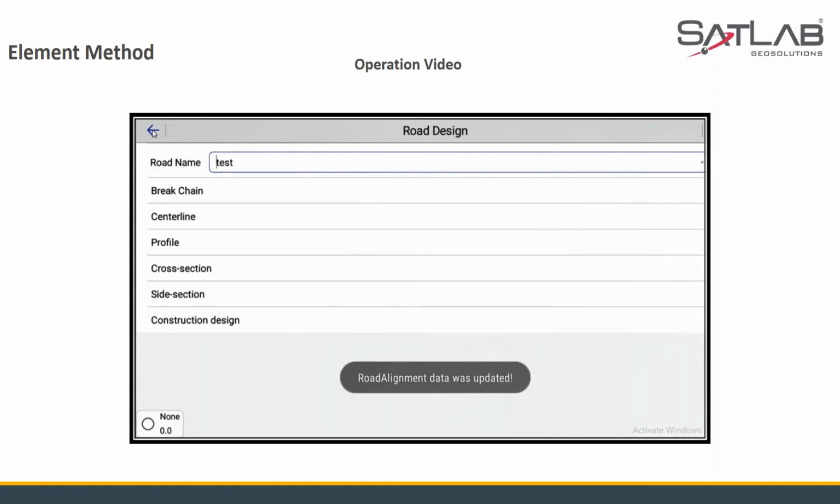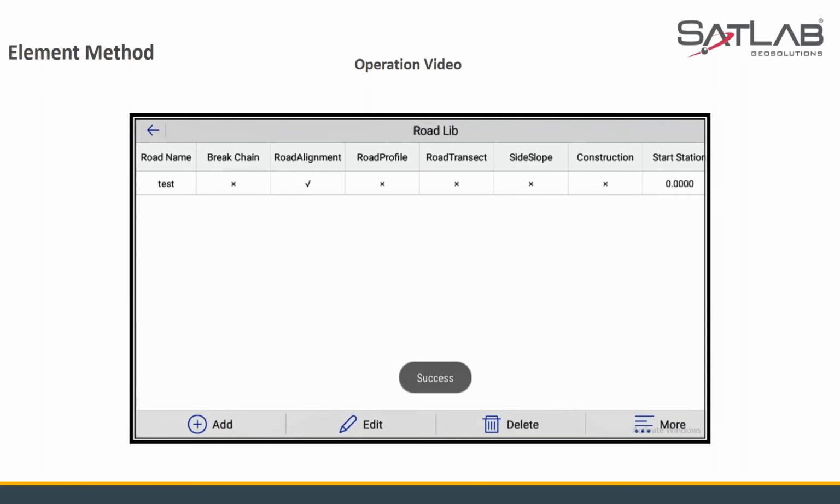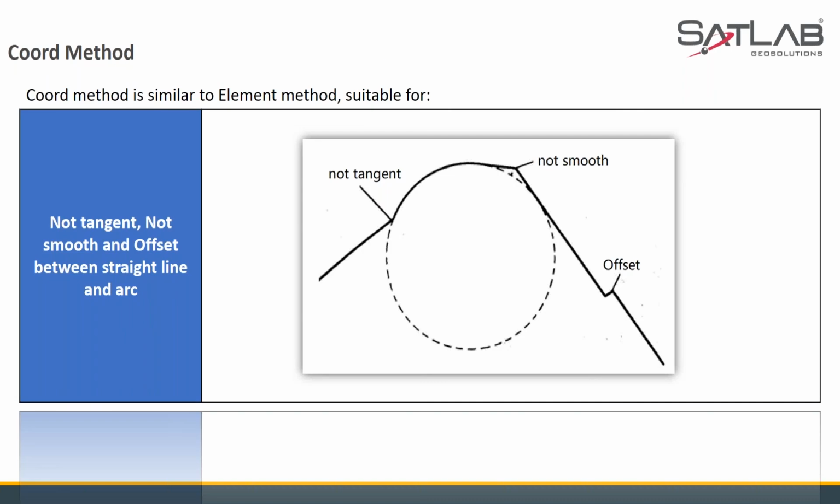Nice and easy. We can add another spiral curve. Start radius 100 and the end radius will be infinity. That's it. Length, say for example, 50 meters.